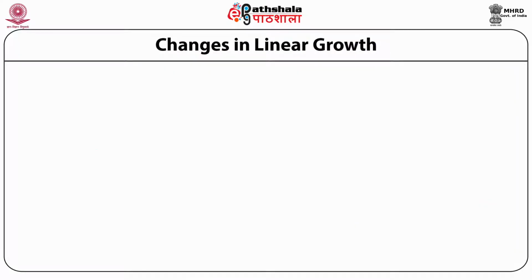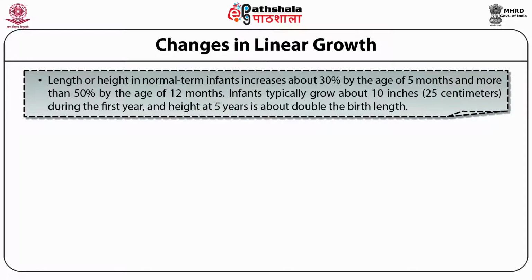Changes in linear growth. Length or height in a normal term infant increases about 30% by the age of 5 months and more than 50% by the age of 12 months. Infants typically grow about 10 inches during the first year, and height at 5 years is about double the birth length. During childhood, legs are about one-third the length of the body at birth and one-half in the adult.